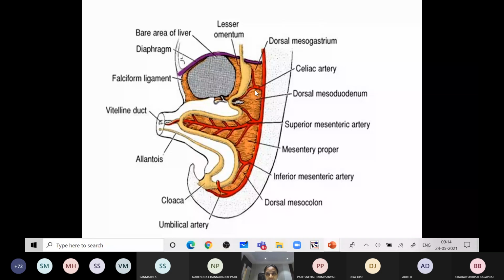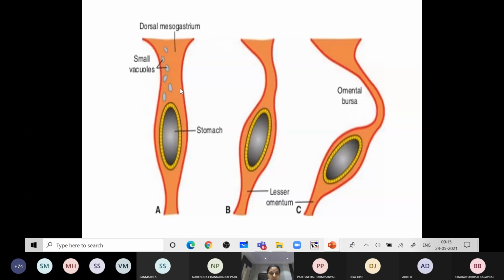This is the dorsal mesentery. When pertaining to the developing stomach, the dorsal mesentery is called dorsal mesogastrium. Meso means the fold. It is the posterior fold of the peritoneum which suspends the stomach to the posterior abdominal wall, and this is the ventral mesogastrium which suspends the anterior part of the developing stomach to the anterior abdominal wall.